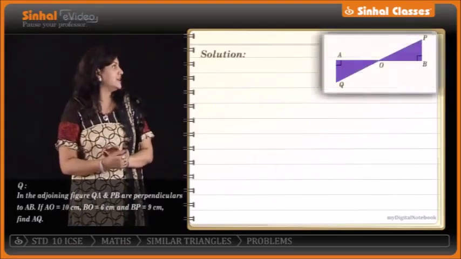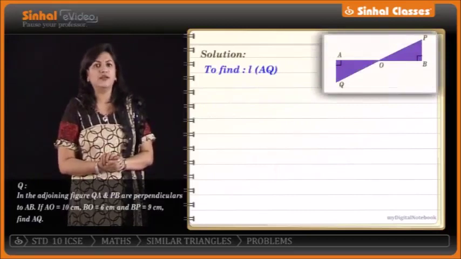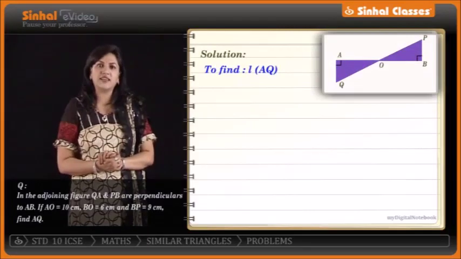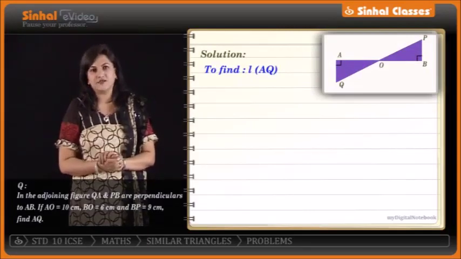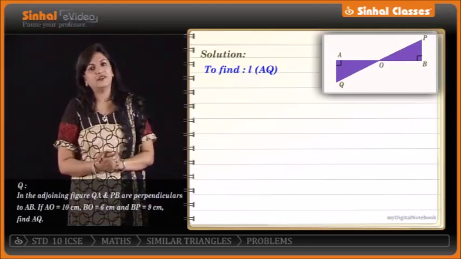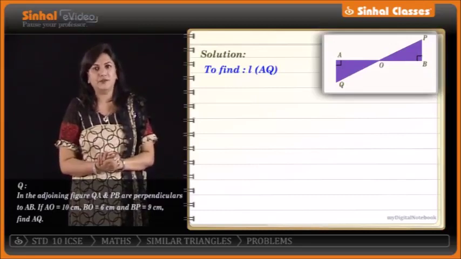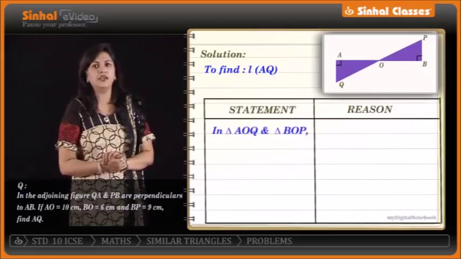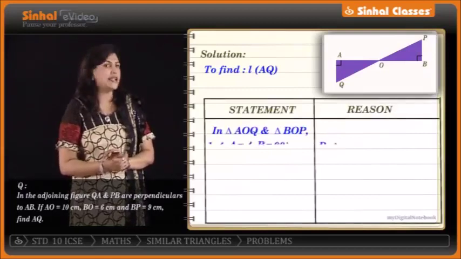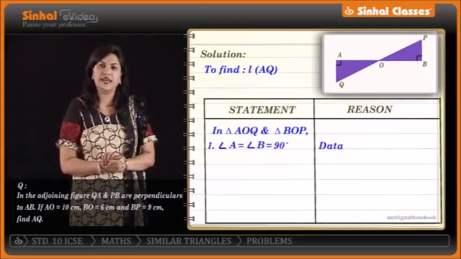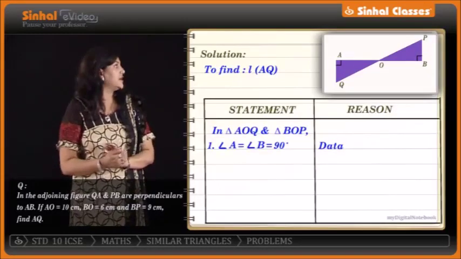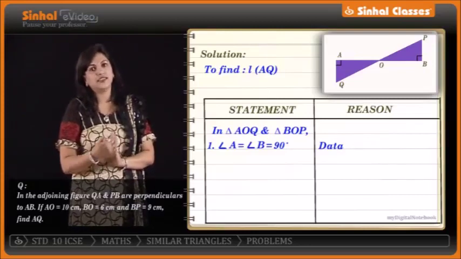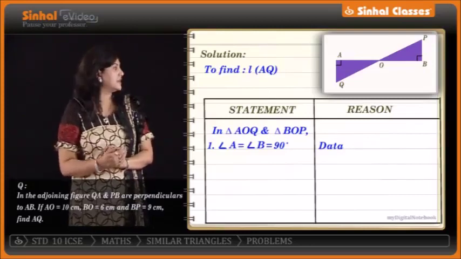Now let's solve this. Here we want to find AQ. Now we take the two triangles, we will prove them similar. Once we get them similar, their corresponding sides will be proportional. Using that, we'll be able to find the length of AQ. So we take the two triangles AOQ and BOP. Here, angle A equals angle B equals 90 degrees because we are given QA and PB are the perpendiculars. So we get these two angles as right angles given.